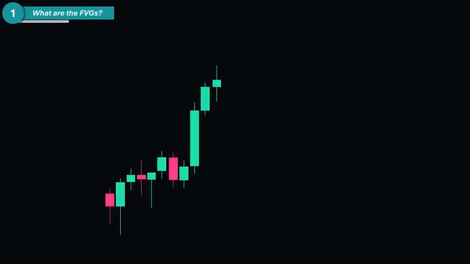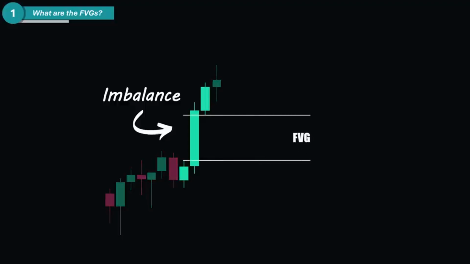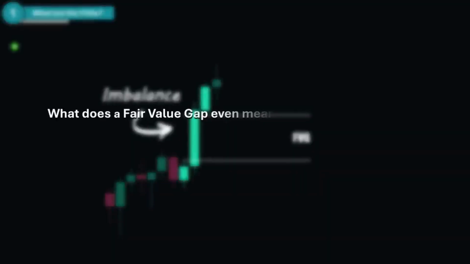Starting with the basics. What are fair value gaps truly? A fair value gap, or FVG, is a price gap caused by a sudden imbalance between the strength of buyers and sellers. It's defined by a three-candlestick formation where we have a gap between the wicks of 3 consecutive candles like this. Now, what does the fair value gap even mean in terms of price action?